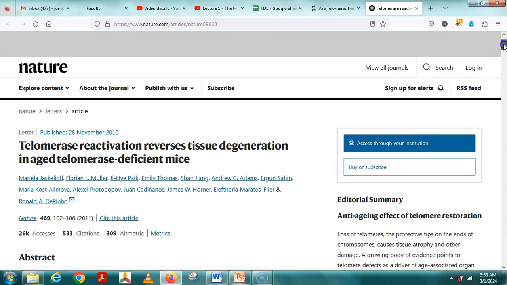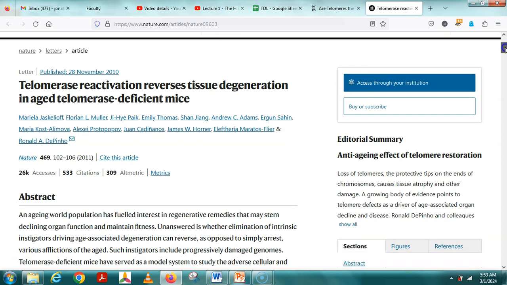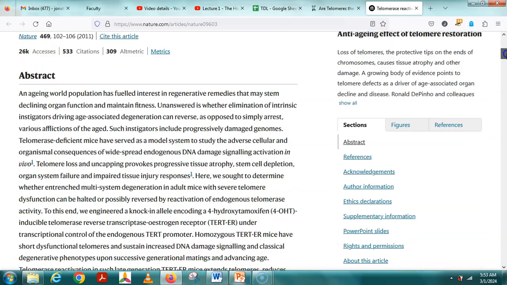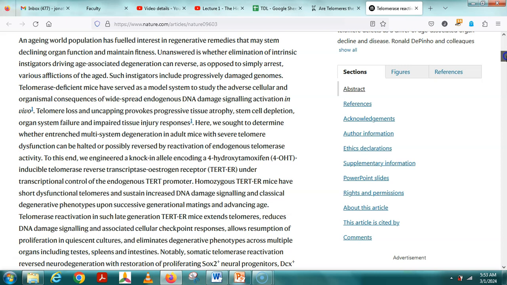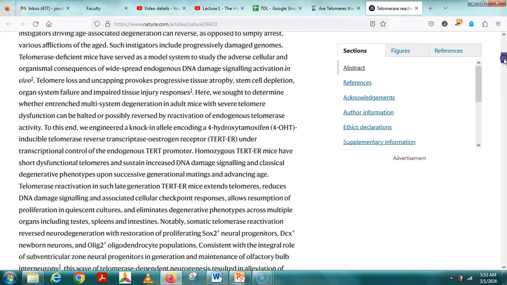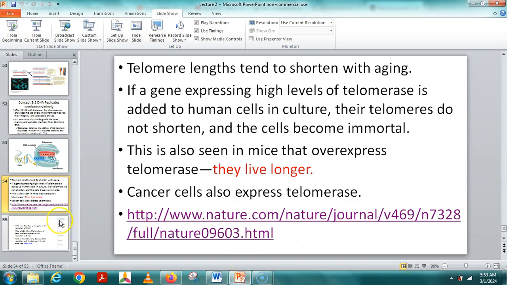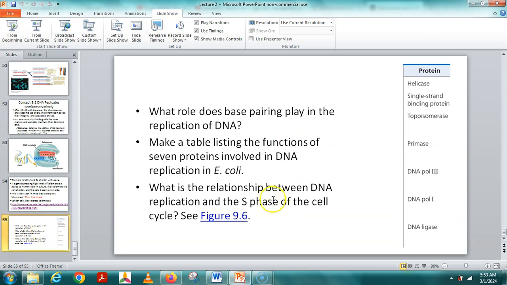Okay, look at this. Telomerase reactivation reverses tissue degeneration in aged telomerase deficient mice. So that's a fancy way of saying telomere damage as a driver of age-associated organ decline and disease risk. And they were able to reverse that by using the processes we're learning about. I mean, just think about the implications of this. And so here's just some questions you can kind of look over.